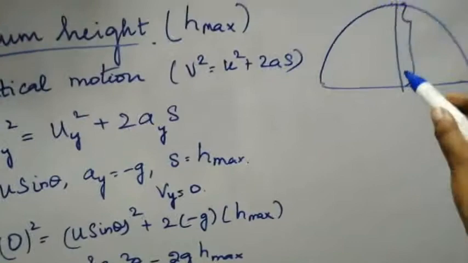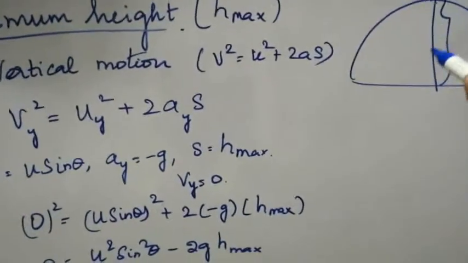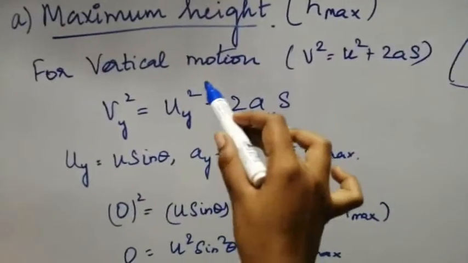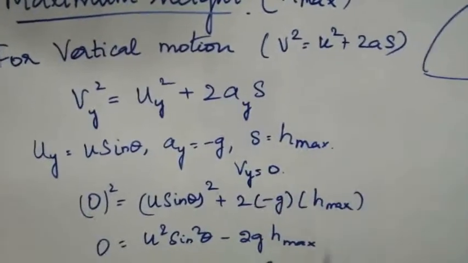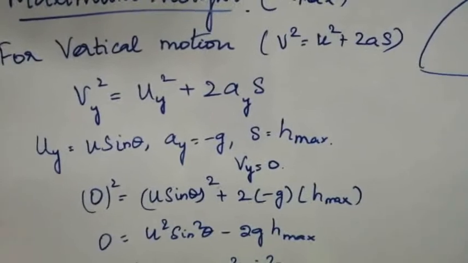As height is always in the vertical direction, you are going for only vertical motion. So in the vertical motion, use the kinematic equation v squared equal to u squared plus 2as.